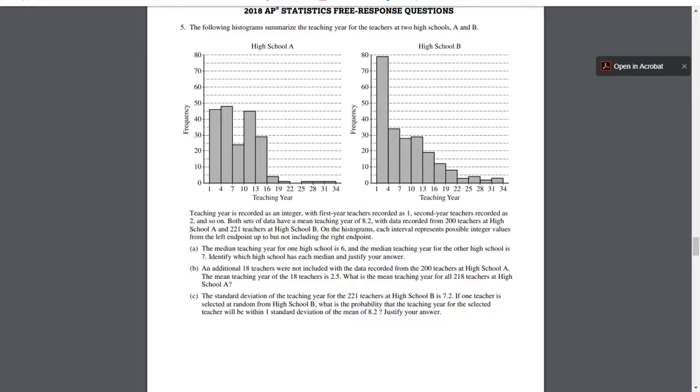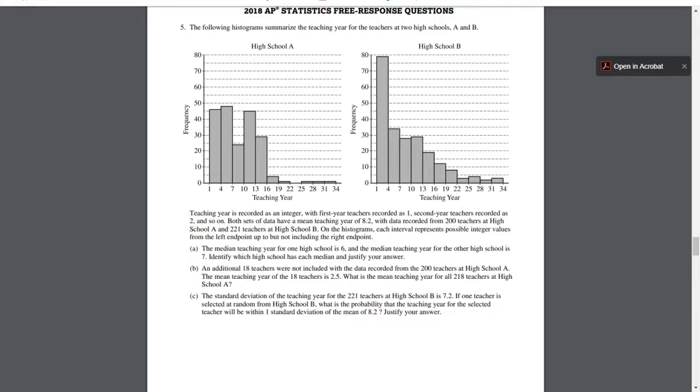For part A, the median teaching year for one high school is 6. The median teaching year for the other high school is 7. Identify which school has which median and why. All right, so my first thought was to look at the skew. High school B looks more skewed, and so that's going to pull the mean more. And since they have the same mean, that means it would have a smaller median. That does work, but it's honestly a lot easier, I think, just to count.